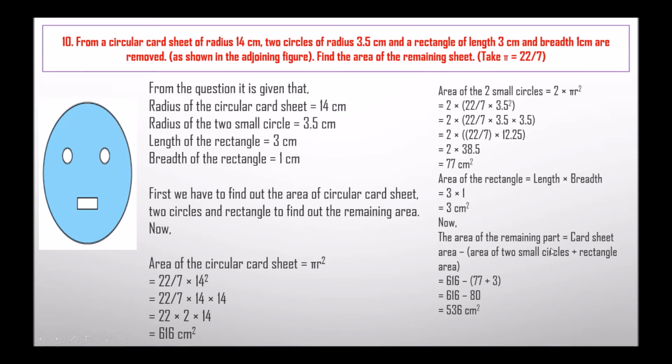Now the area of the remaining part is card sheet area minus area of two small circles plus rectangle area. So 616 minus 77 plus 3. 616 minus 80, that is 536 centimeter square.